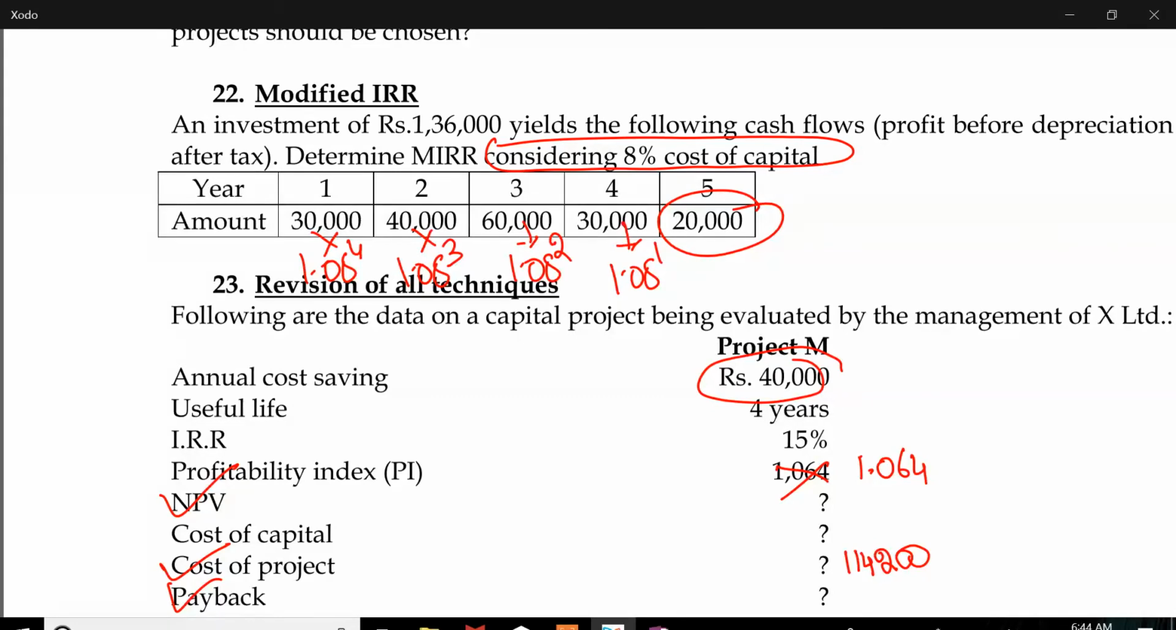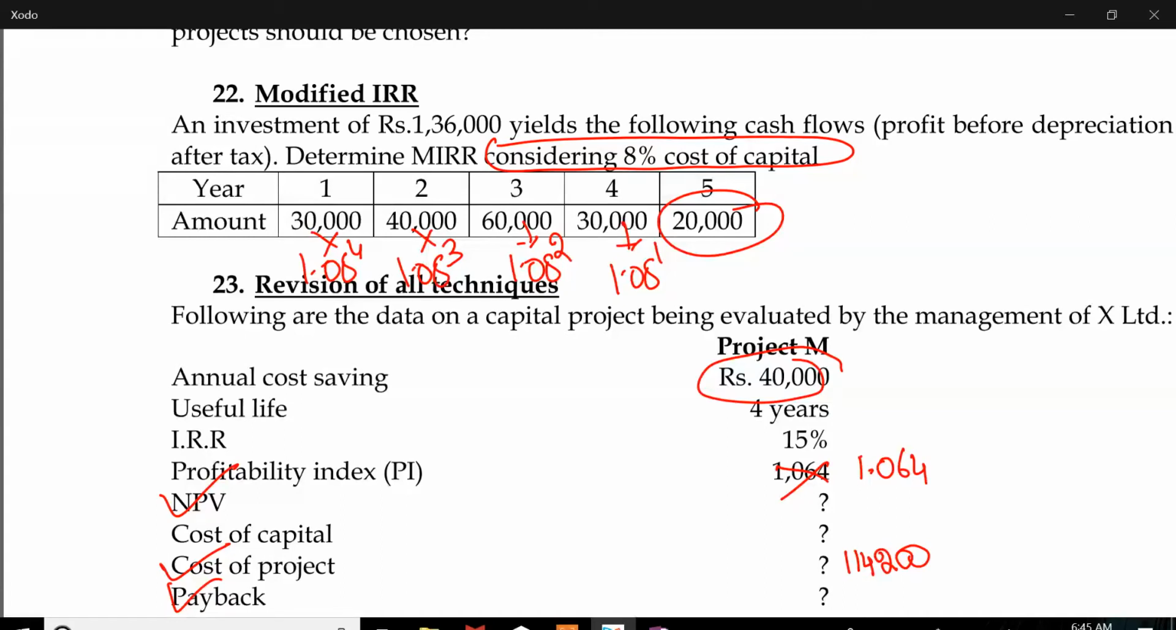Question number 22. For modified IRR calculation, we will have to compute the future value of all interim cash flows by compounding them at cost of capital.